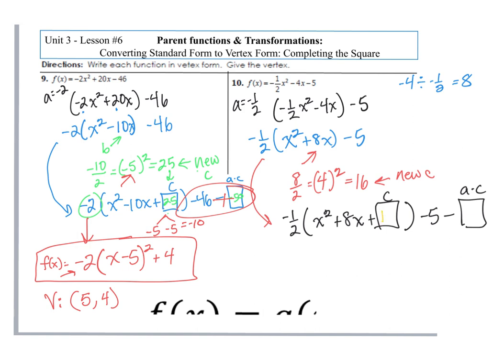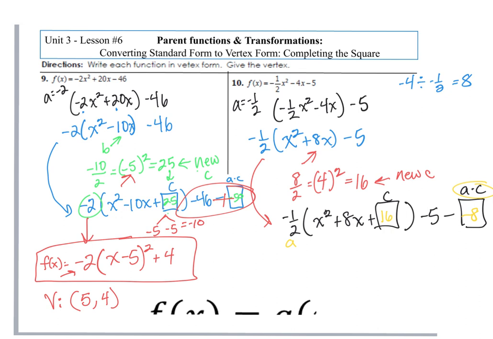So our c value, what's going inside, is 16. What's going in this outside box is a times c. So a is negative 1/2, so negative 1/2 times 16 is negative 8. So we're putting negative 8 in this box.